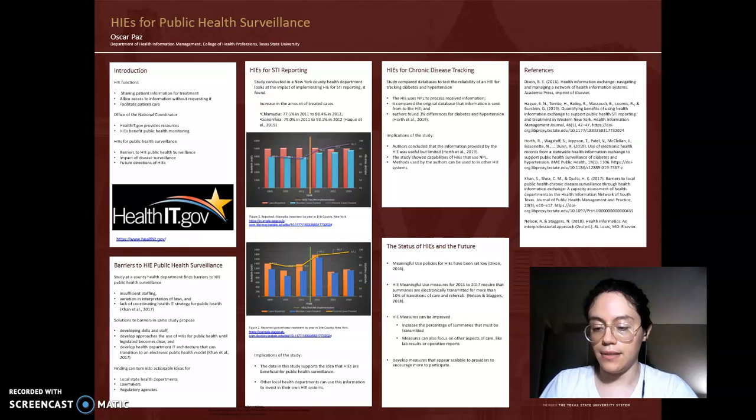Other takeaways from the study are that it was able to show the capabilities that HIEs have for natural language processing, and the methods used by the authors can be used by other healthcare systems to assess the reliability of information that is transmitted.